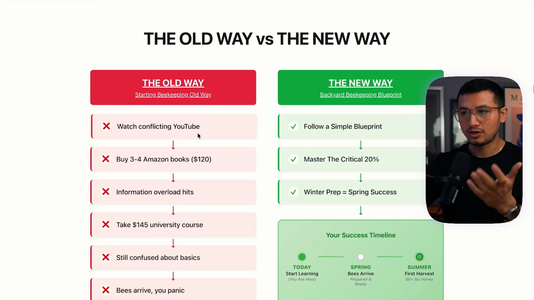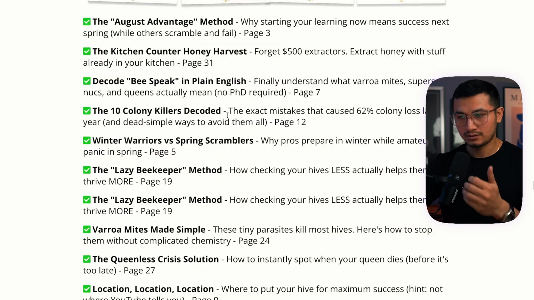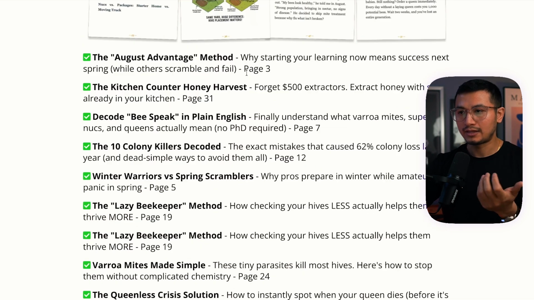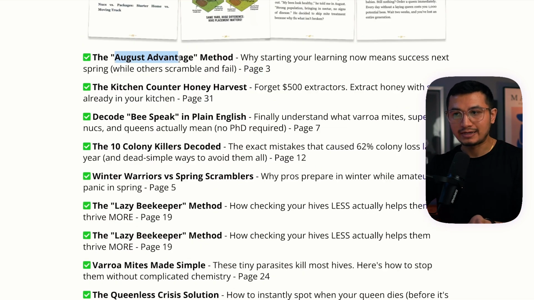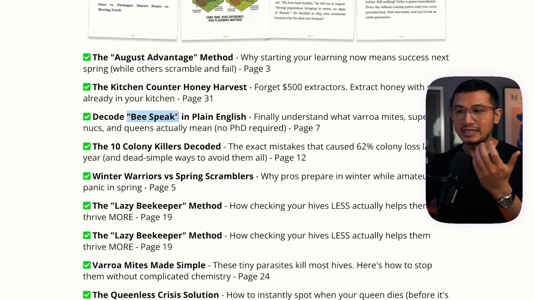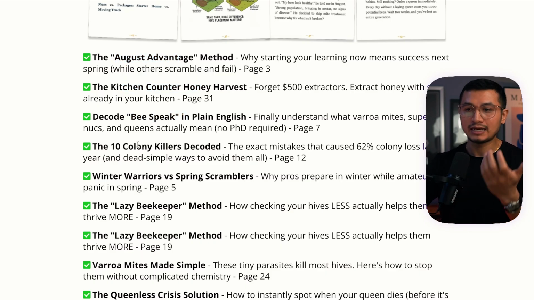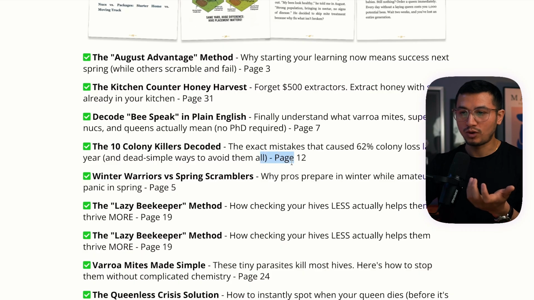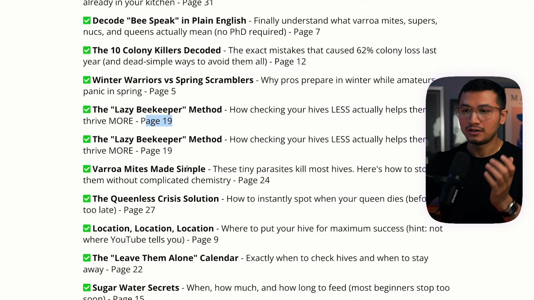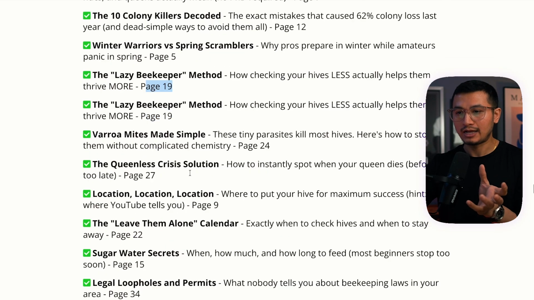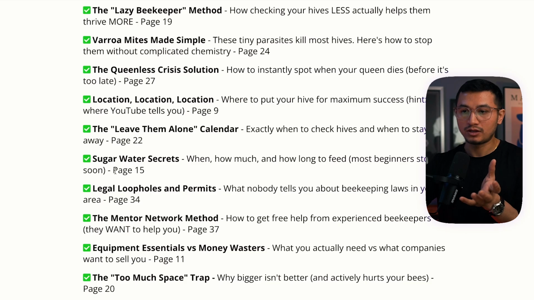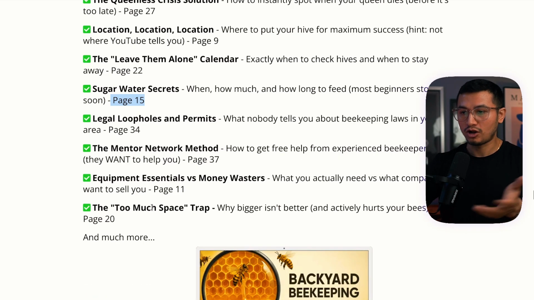So as you can see, the new way, the old way, that's here as well. And then some testimonials, and right after that you have page 3, the August advantage method. Page 3, the kitchen counter, page 31. Decode bee speak on page 7, the 10 colony killers on page 12, the lazy beekeeper, page 19. Those are some of the things that we're actually going to teach, and that's what you're going to learn inside the book, and that's what we talk about in the bullet points.